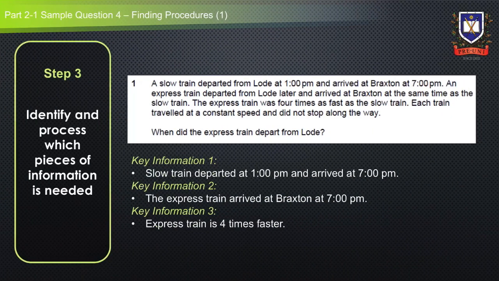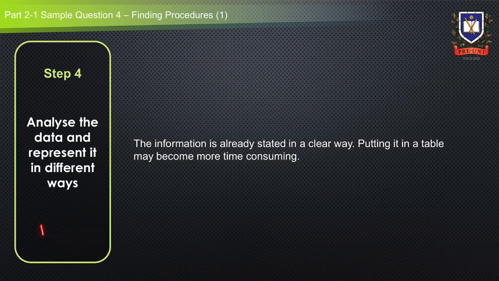Next is to identify and process which pieces of information are needed. From this question, there are 3 key pieces of information. Key information 1: the slow train departed at 1 p.m. and arrived at 7 p.m. Key information 2 is the express train arrived at Braxton at 7 p.m., and key information 3 is that the express train is 4 times faster than the slow train. Step 4 is to analyze the data and represent it in different ways. In this question, the information is already stated in a clear way. Putting it in a table or any other form may be time-consuming and might be unhelpful for you to solve the question.